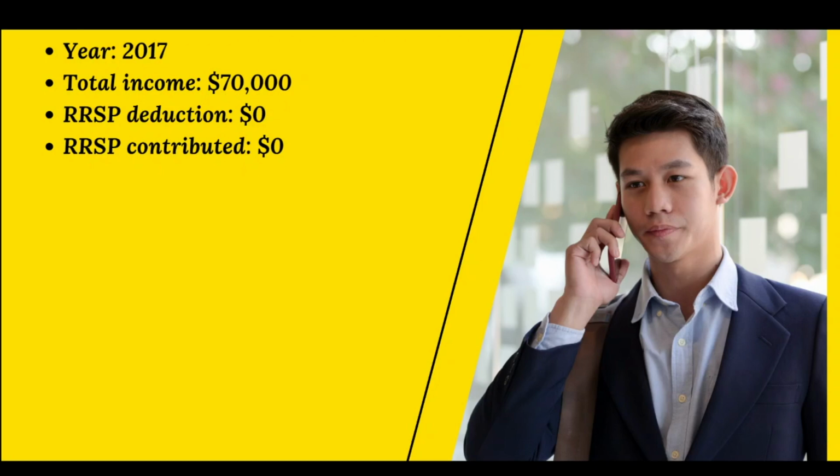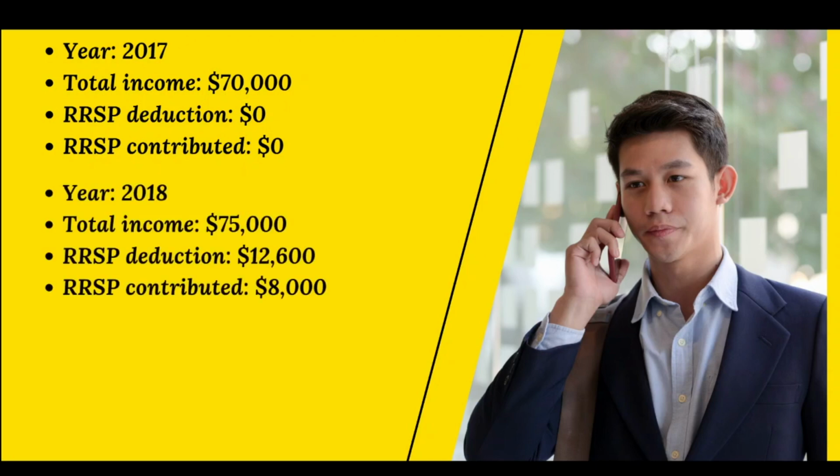Once the tax is filed for 2017, on his notice of assessment, the RRSP limit for 2018 would appear. In this case, it would be 18% of $70,000, that is $12,600. As per the chart, the max for 2018 is $26,230, and since his 18% is less than the max, the 18% is considered as the contribution limit. Now, say for 2018 as well, he earned an income of $75,000.